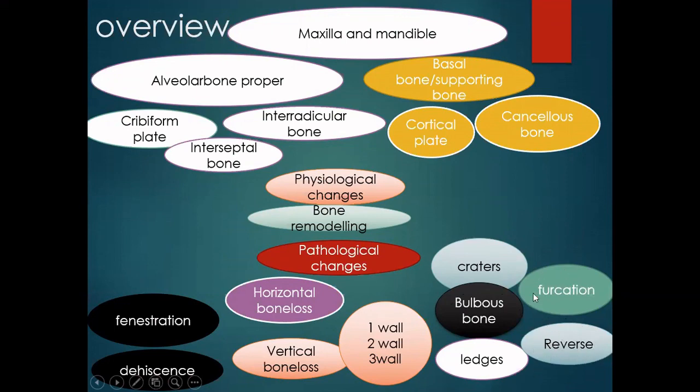And in furcation, we have seen bone loss happening between the two roots. We have grades of furcation: grade 1, grade 2, and grade 3. Grade 1 furcation is a mild furcation, grade 2 is moderate, and grade 3 is a severe form of furcation. So this is the overview of our class.